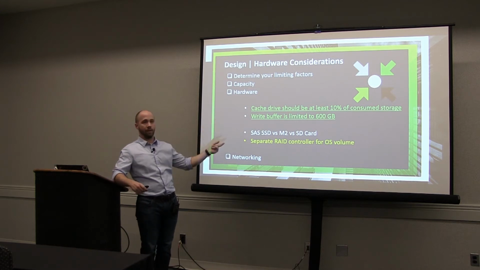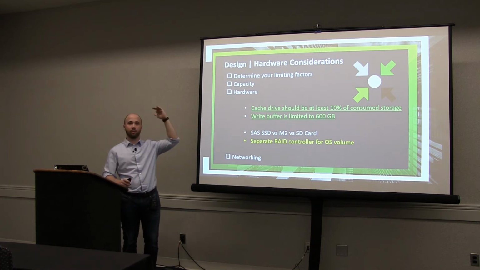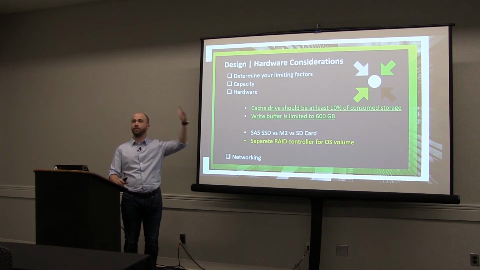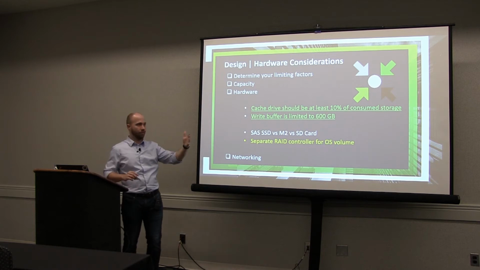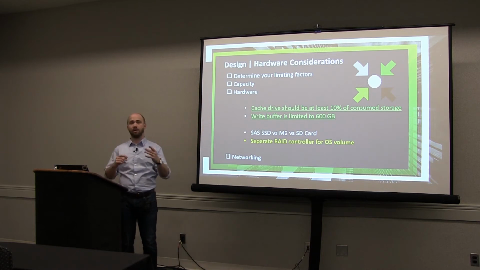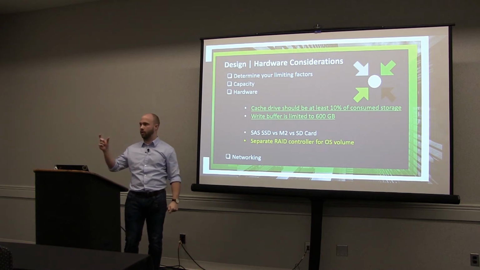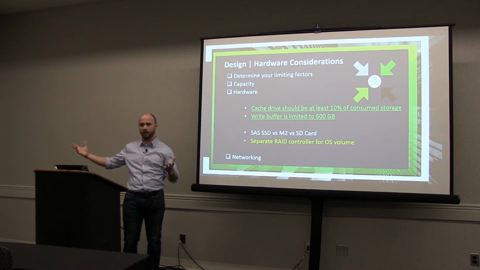On the other side of that, the write buffer on your cache drive is limited to 600 gigs total. Now that doesn't mean I never need to buy more than a 600 gig drive. Let's say you got a ready node and it came with an 800 gig drive, that's completely fine. The nature of flash, that extra 200 gig is just going to be used to expand the lifespan of the drive itself.